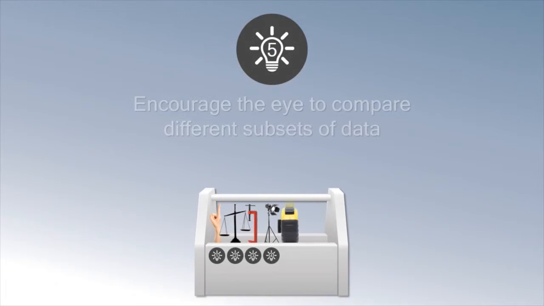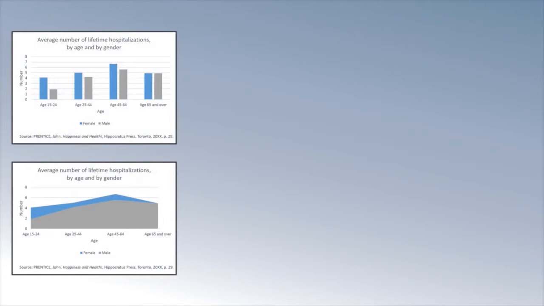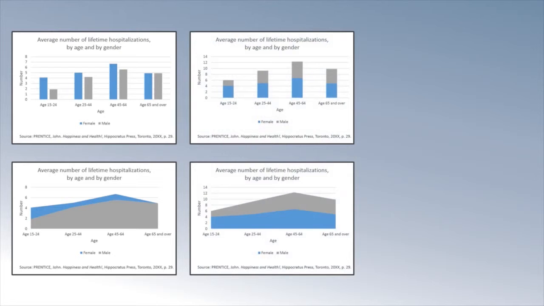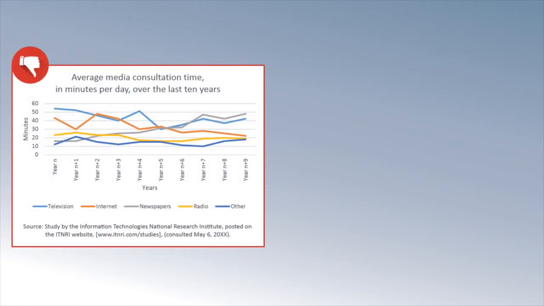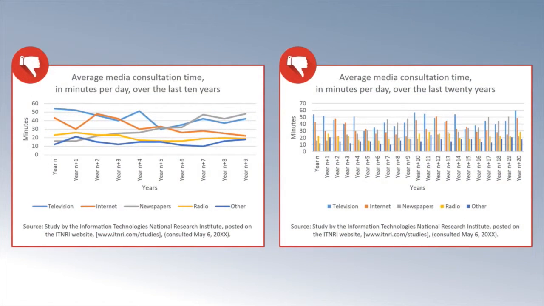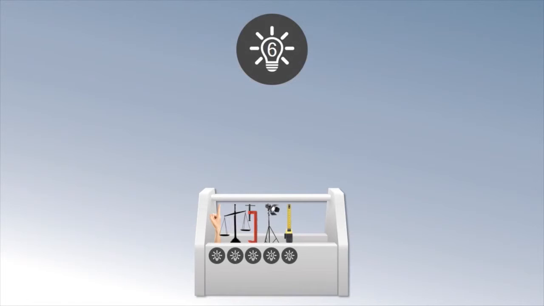Tip number 5. Encourage the eye to compare different subsets of data. Histograms and area charts, among others, are well suited to this exercise as they enable you to juxtapose the visual display of the different data subsets or to layer them either by comparing the contribution of each element to a total or by comparing the proportion in which each value contributes to this total. But be careful to avoid excesses. For example, having more than 3 or 4 trend lines in a line chart makes the chart difficult to decipher. In a histogram, having too many lines can mean that they will be too thin and close together to be easily legible.